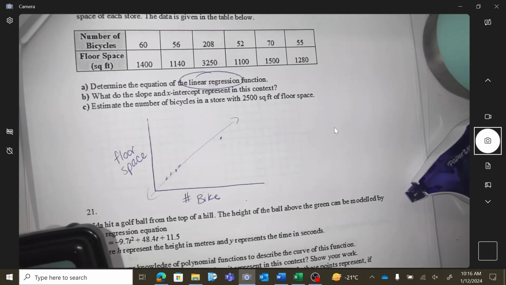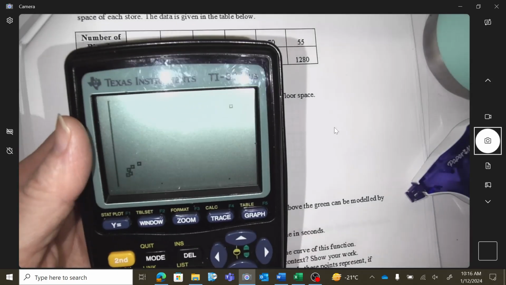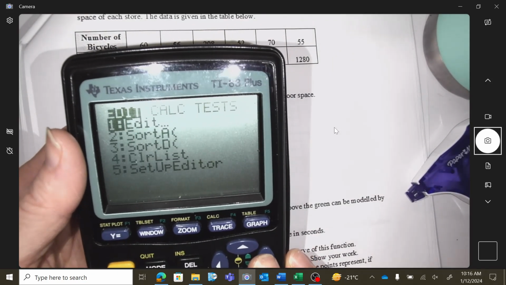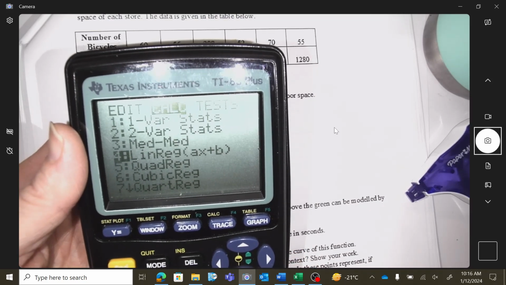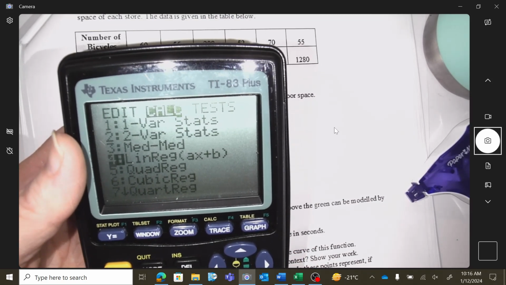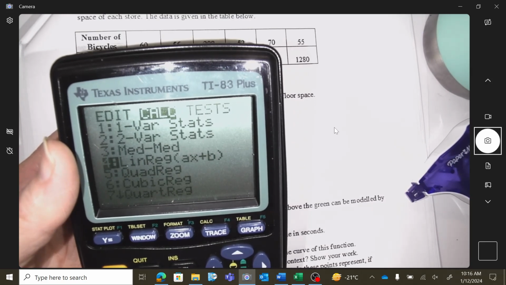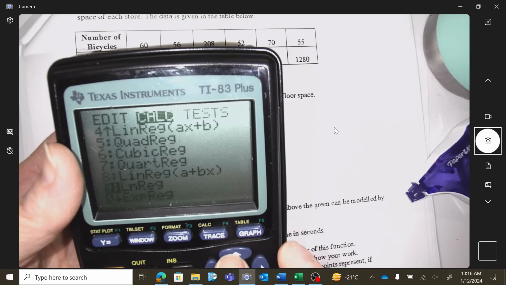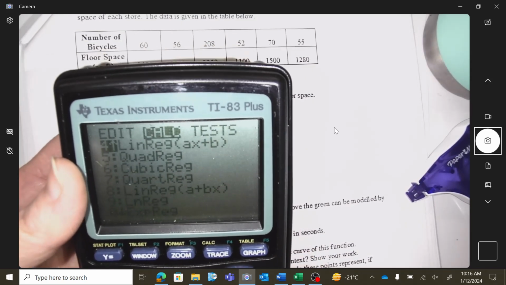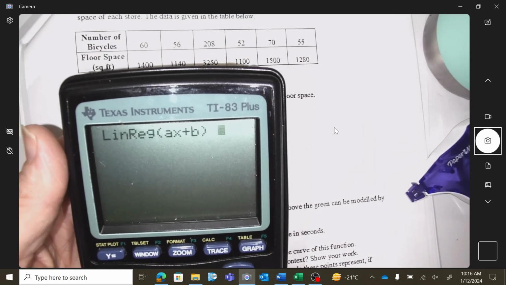Okay, how do you get that? Stat, calculate. So this is number 4, linear. Don't forget, there's one called ln down below. That's different. There's another one that's different, but you want number 4, linear, ax plus b.